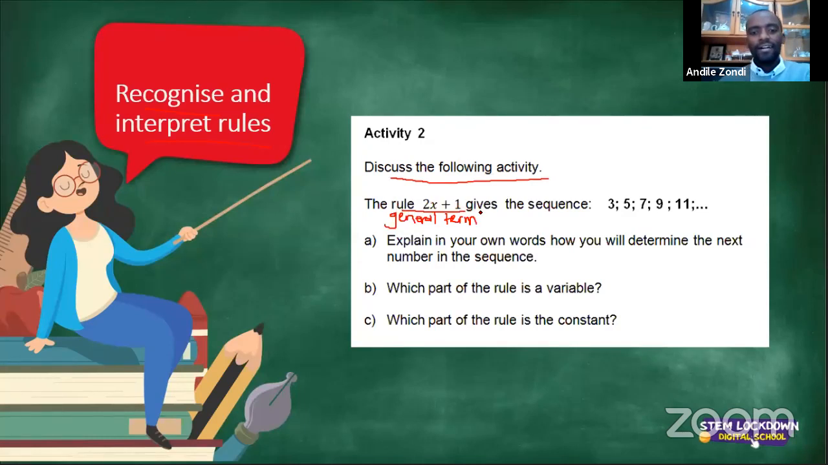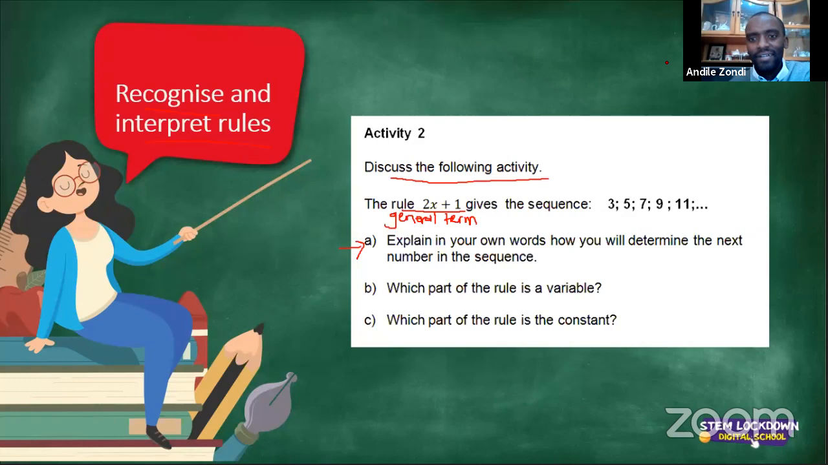The rule is 2x plus y, which gives the sequence 3, 5, 7, 9. Now they say explain in your own words how you will determine the next number in the sequence. Please write this answer in your chat.